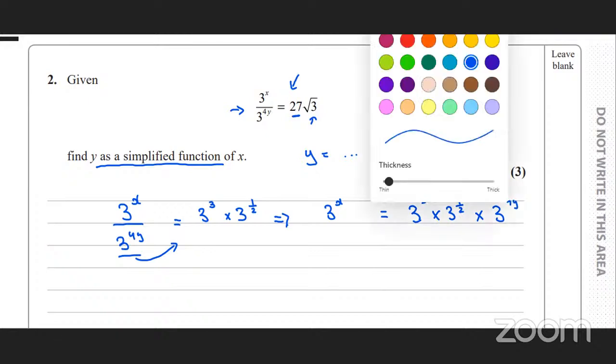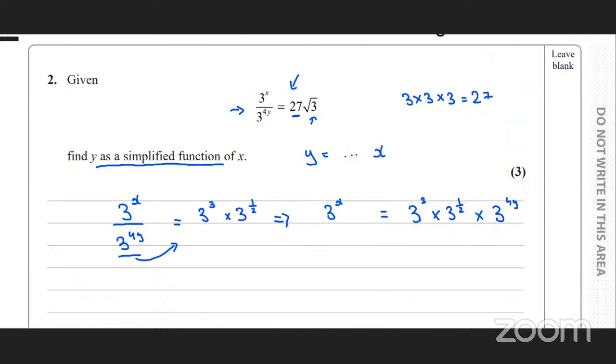The rule says when bases are same. What is base? 3 is base, 3 is base, 3 is base, 3 is base. And they're being multiplied. We can write it as one base and add all the powers. So on the left hand side, we only have 3 to the x. So we will only write 3 to the x. And on the right side, we have 3's that are being multiplied with different powers.